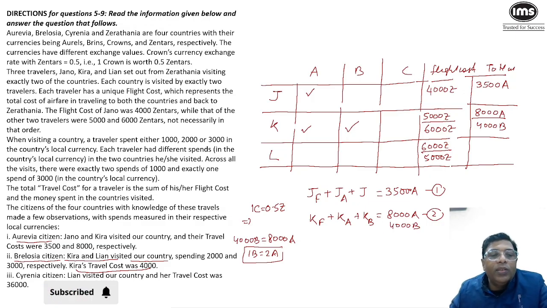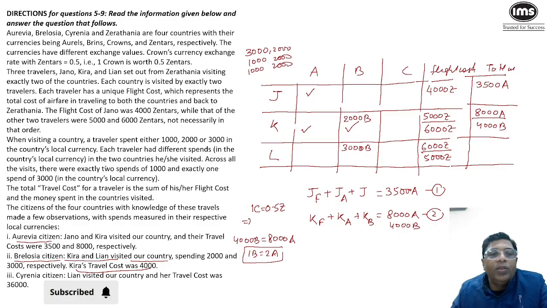And then it also says that K spent 2000 in country B. So this guy spent 2000 B and L spent 3000 B. Right. Now you know there is one spend of 3000, two spends of 1000. So the rest three spends have to be of 2000.